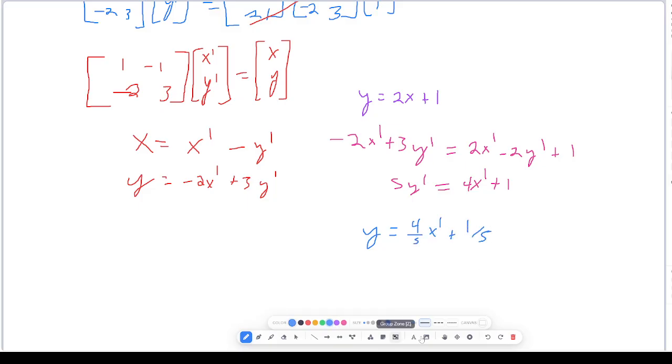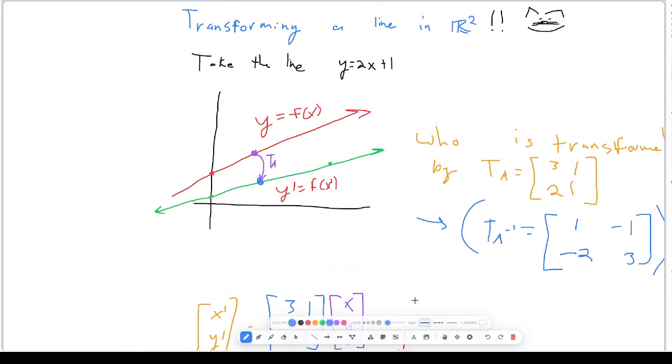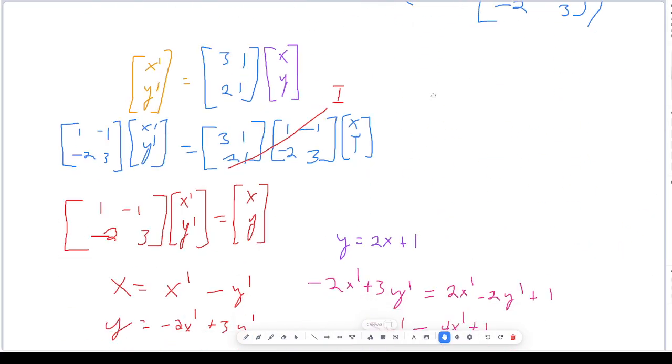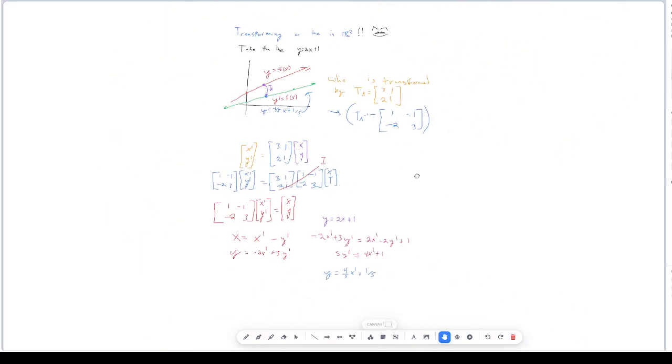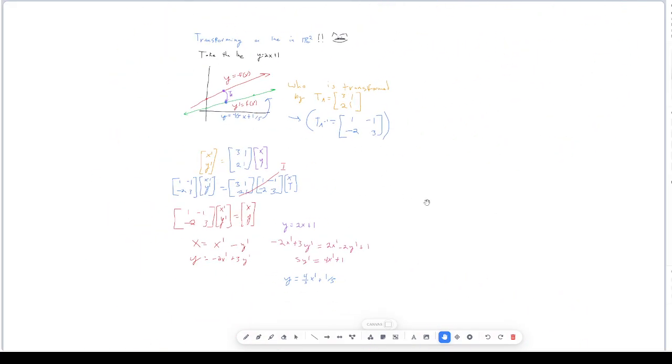Okay? So all we did here, and it turns out that this line is y equals 4 over 5 x plus 1/5. Okay? So all we did is we took all the points on this line here, every single one, from negative infinity to positive infinity in the domain, in the range, and we just mapped it to this new domain and range.